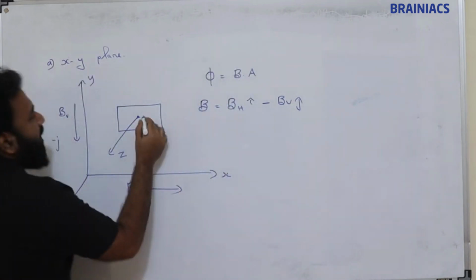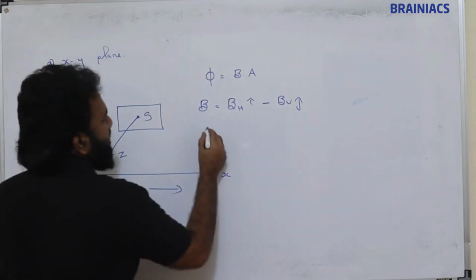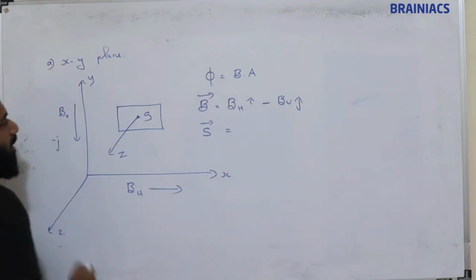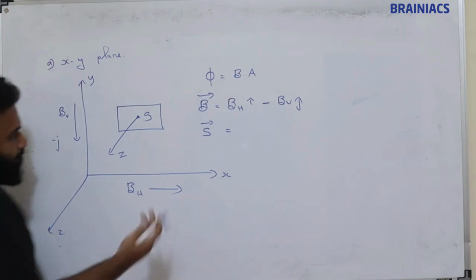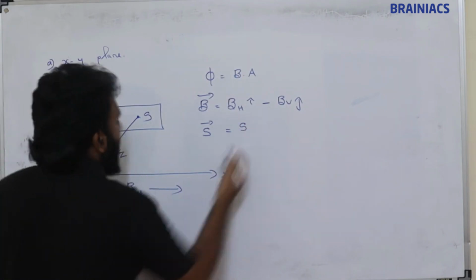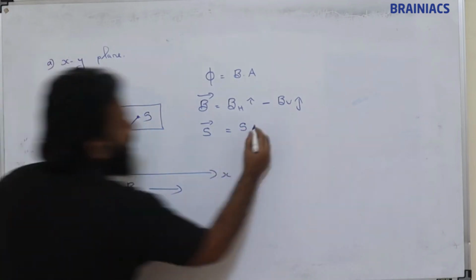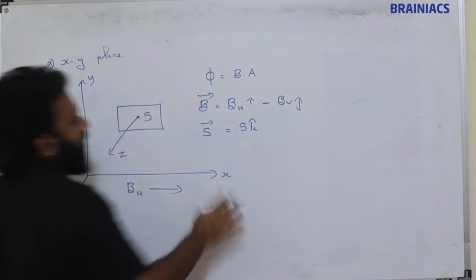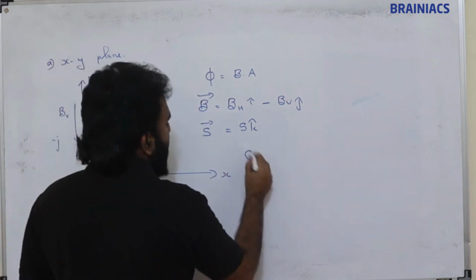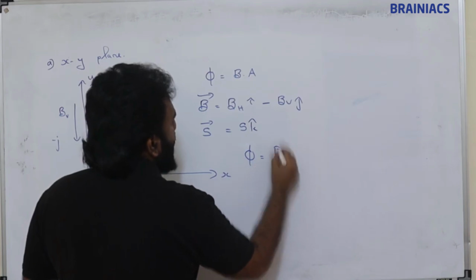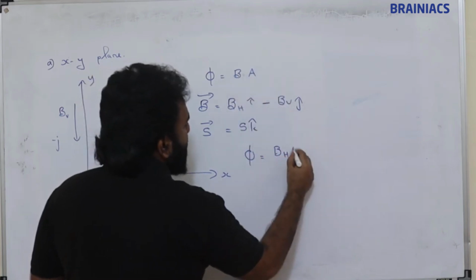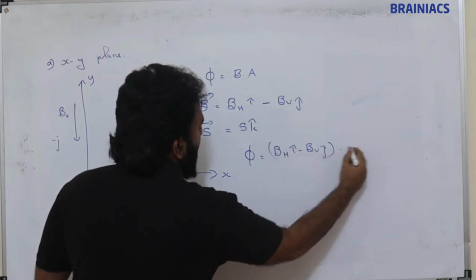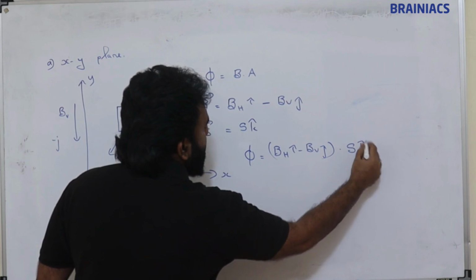Now what about the area vector? The area vector is given as S. The S vector's magnitude is S, in which direction? In the Z direction, so we'll write it as k. So we have the magnetic field and the area vector. So phi is equal to B dot A, so (BH i minus BV j) dot S k.